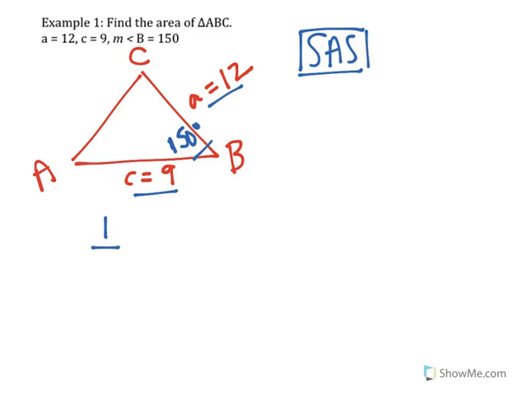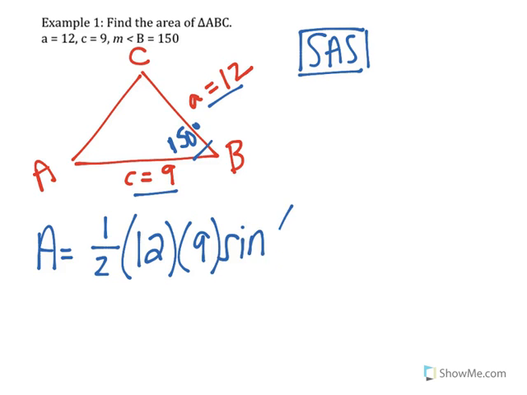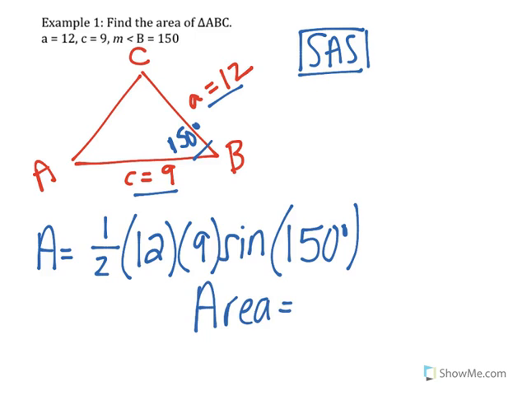So the SAS area is 1/2 my 2 sides, 12 times 9, and then the sine of the angle in between them, which is 150. Make sure you are in degree mode. And you can just plug this in your calculator. 1/2 times 12 times 9. If you did 1/2 times 9 times 12, same thing. So it would be 1/2 times 9 times 12 times the sine of 150. And you will get that the area of this triangle is 27 units squared.